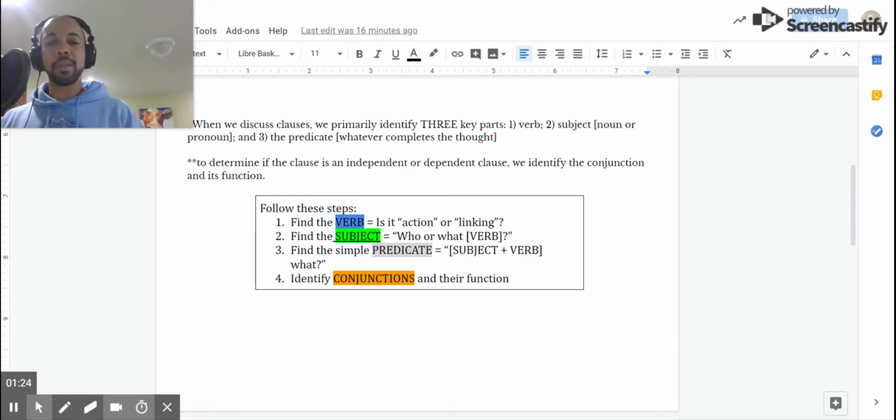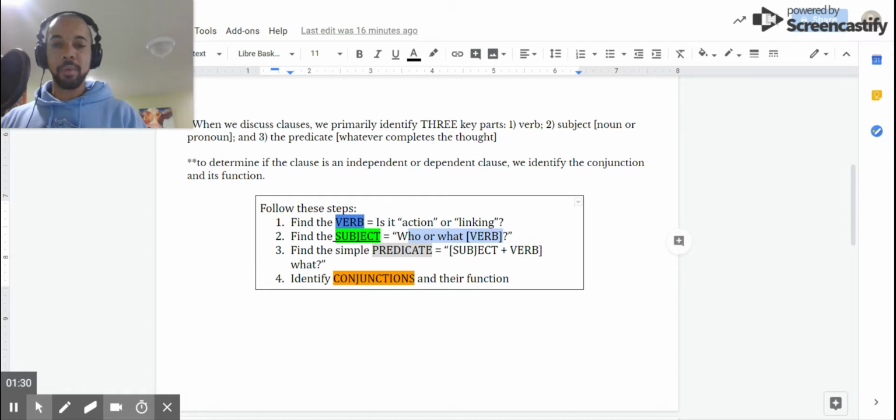Once you find that verb, then you find out what the subject is, and you do that by asking a specific question: who or what, plus that verb. Whenever you find that answer, that's going to be your subject. And then you put that subject with the verb that you found, and you ask the question what, or you're basically trying to figure out what the rest of that thought is. Sometimes what isn't the exact question you want to put there. It could be how or when, or there are different questions, but you want to find the rest of that thought. That's going to be the predicate.